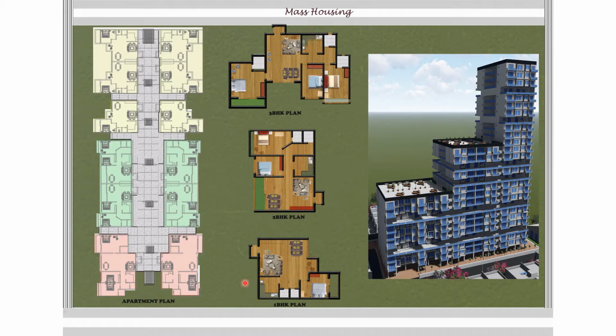These are the individual plans of the apartment floor. This is the 3 BHK plan, this is the 2 BHK and this is the 1 BHK. 3 BHK consists of living room, dining, 3 bedrooms and kitchen. 2 BHK consists of living room, dining, kitchen and 2 bedrooms. 1 BHK consists of living room, dining and 1 bedroom.